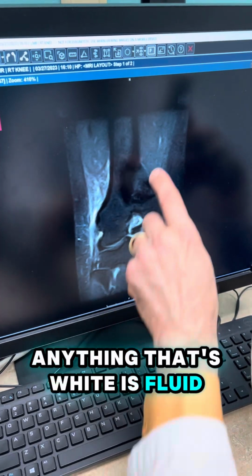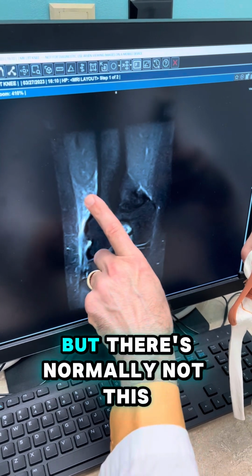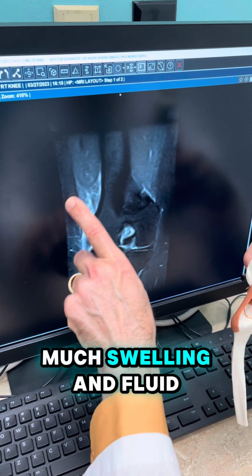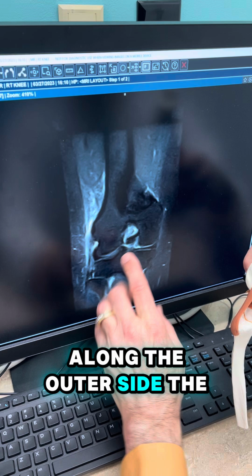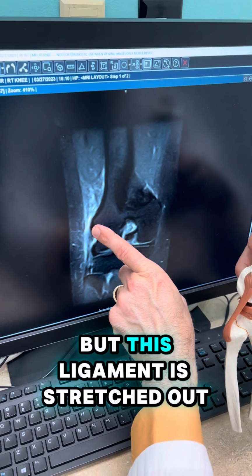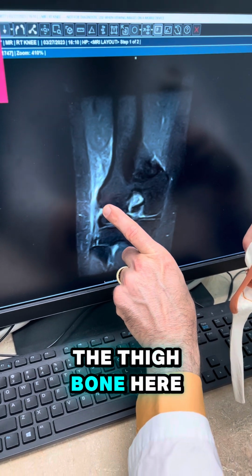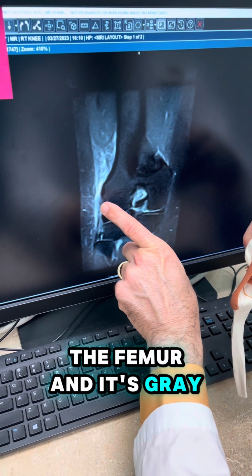Now, it should be completely black, and all this white stuff you see around it, anything that's white is fluid. Like these are little veins over here, and there's some fluid within your joint normally to lubricate it, but there's normally not this much swelling and fluid along the outer side, the lateral side of the knee. So even this muscle got injured here a little bit, but this ligament is stretched out, especially where it attaches to the thigh bone here, the femur, and it's grayish whitish.